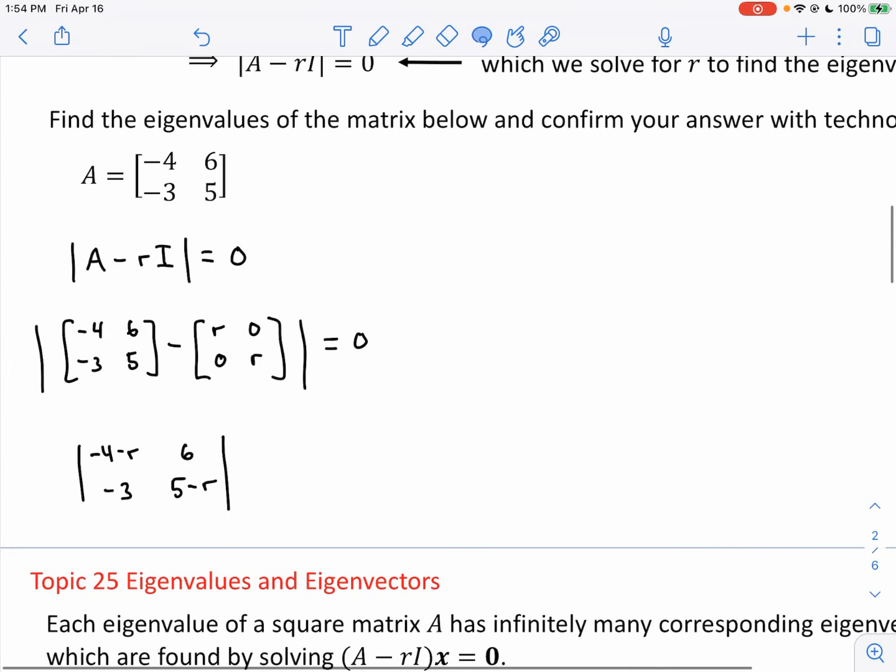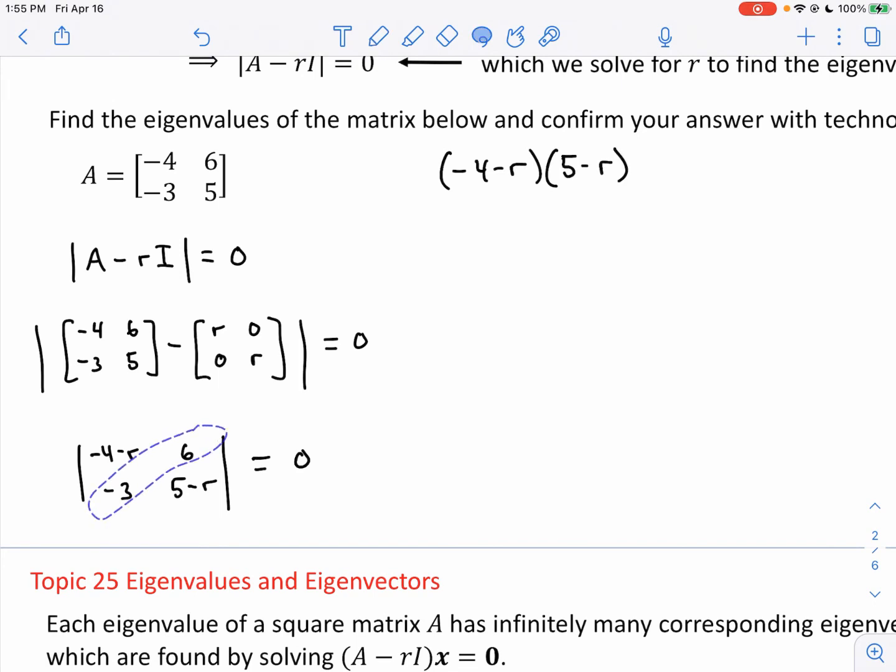So to go from this point to this point, all you notice is that you just remove r from the main diagonal. The other entries you keep the same. And then you calculate the determinant. So we still have this is equal to 0. And we have a 2 by 2 matrix whose determinant I'm after. So you got to multiply these entries here. So we get -4 minus r times 5 minus r. And then we subtract this product. So we do minus -18. So this will be plus 18. And this is equal to 0.